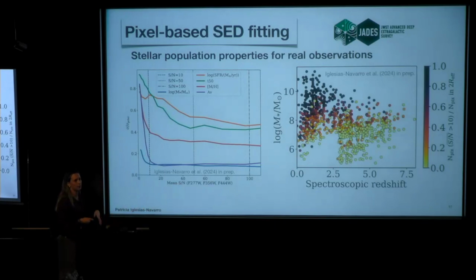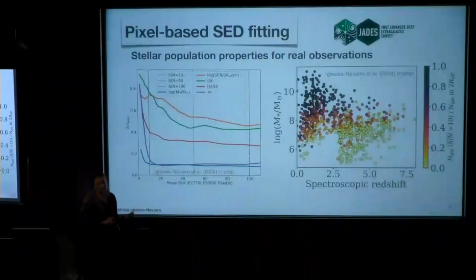It of course depends on what you want to do, and then you can put some thresholds on the pixels you're going to try to fit. On the right, I'm showing exactly that threshold, signal to noise equal to 10, but in the physical properties plane. On the y-axis, we have the total stellar mass of the galaxy. On the x-axis, we have the spectroscopic redshift. And what I'm showing is the fraction of pixels in each galaxy that we can fit.